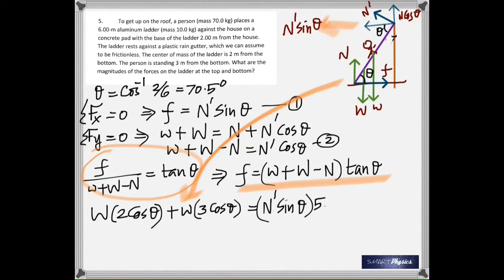Plus W times 3 cos theta, because the hypotenuse in one case is 2, the other case is 3, that's why. Should be equal to n prime sine theta times 5.7. Now let me tell you that this is 5.7. How do you get that? Because in this right angle triangle, this is the length of the ladder which is given. I think it's 6 meters. And this is 2, so 6 squared minus 2 squared, take the square root of that, that gives you this.